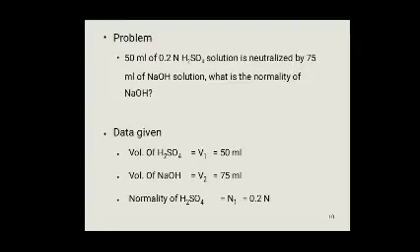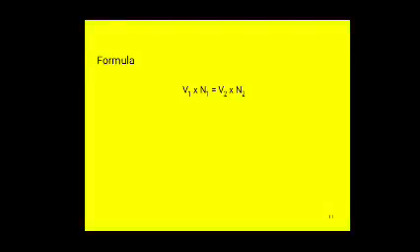Here two different solutions, one H2SO4 and another NaOH. These two solutions neutralize each other: 50 ml of 0.2 N H2SO4 is neutralized by 75 ml of NaOH solution. Then calculate the normality of NaOH solution. Volume of H2SO4 V1 is equal to 50 ml, volume of NaOH V2 is equal to 75 ml, normality of H2SO4 N1 is equal to 0.2 N. Then calculate the normality N2.